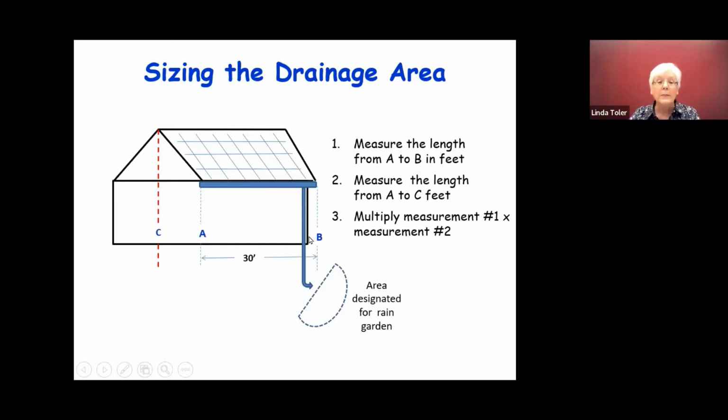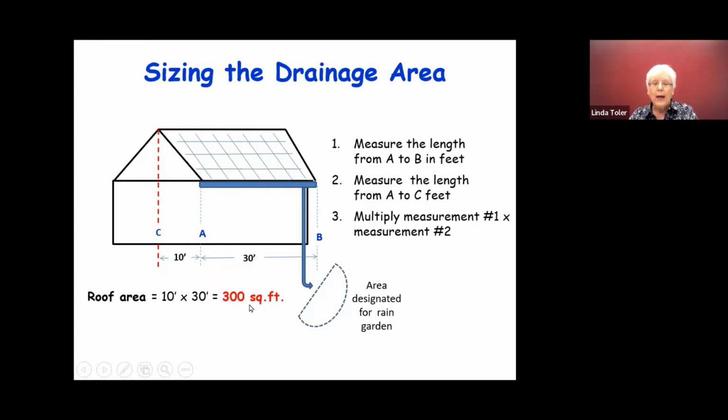And let's say for this building, it's 30 feet. And then you want to measure from the corner of the building to essentially the center of the building, or to where the peak of the roof is. And that gives you 10 feet. Now, if you can't figure out where the center of the peak is on the ground, just measure the whole distance and divide it by 2, either way. So the area of the roof is going to be equal to 300 square feet.